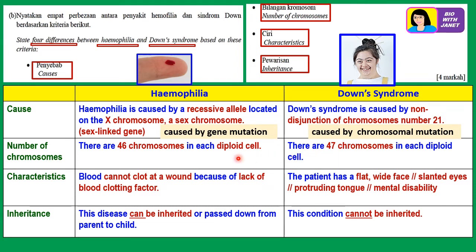in each diploid cell. Characteristics: for hemophilia, the blood cannot clot at a wound because of lack of blood clotting factor, so the person will bleed excessively when there's a wound. But for Down syndrome, the characteristics are that the patient has a flat white face, slanted eyes, protruding tongue, and mental disability. Okay, so inheritance. For hemophilia, this disease can be inherited or passed down when the gene or allele is passed down. But for a Down syndrome child, the condition cannot be inherited.